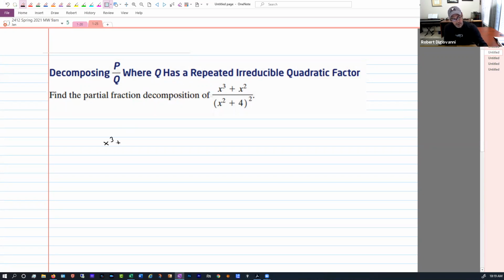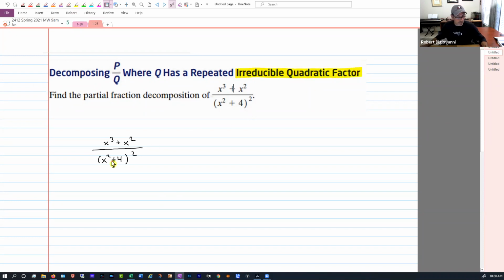How do I know it's factored? I know it's factored because x squared plus 4 has no formula to break it down. Had this been x squared minus 4, then we could factor. Difference of squares, there's a formula for. Sum of squares, there is no formula. It does not factor. So what we have here is an irreducible quadratic factor.